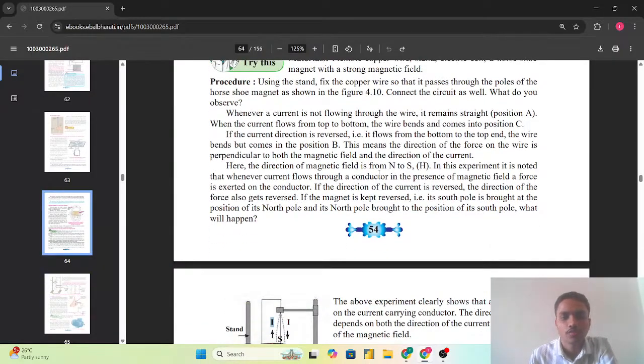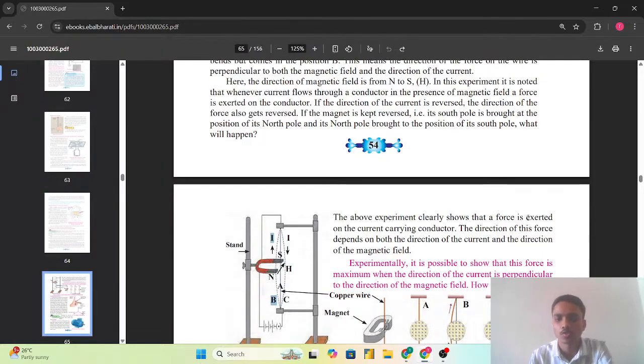So here the direction of the magnetic field is from the north to the south. In this experiment, it is noted that whenever current flows through a conductor in the presence of the magnetic field, a force is exerted on the conductor. If the direction of the current is reversed, the direction of the force also gets reversed. If the magnet is kept reversed, that is, the south pole is brought at the position of its north pole, and its north pole brought to its position of the south pole, what will happen? The above experiment clearly shows that the force is exerted on the current carrying conductor.